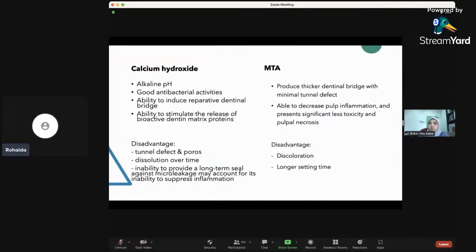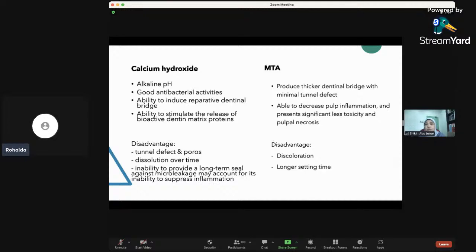Okay, so in the literature, the gold standard that we see is calcium hydroxide. The previous standard material used is calcium hydroxide, and now, because of the advancement of materials, MTA is comparable. The success rate is comparable. Okay, then why did calcium hydroxide become a gold standard?